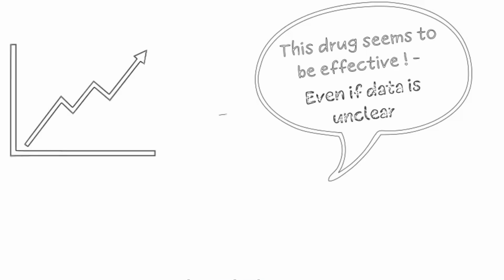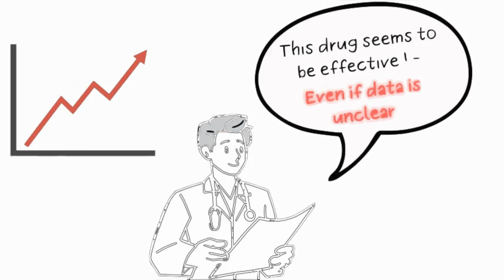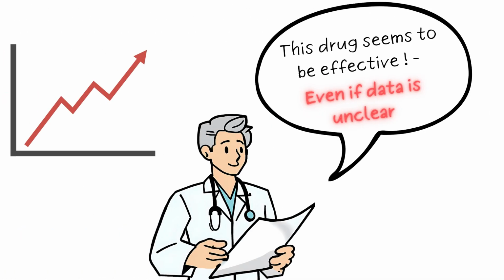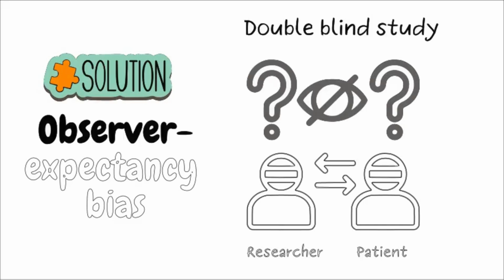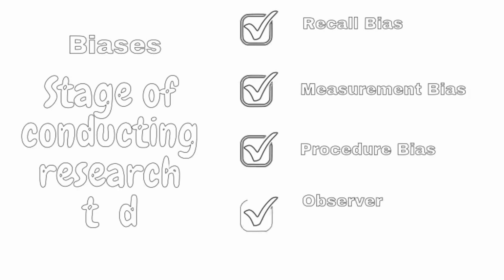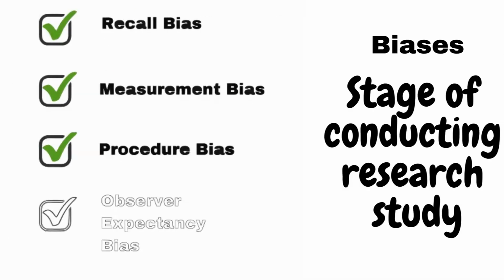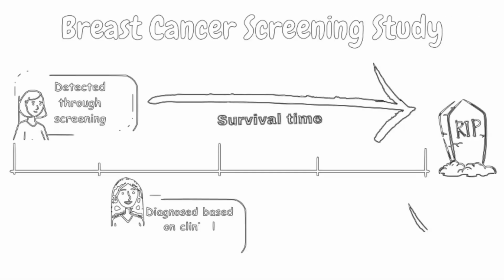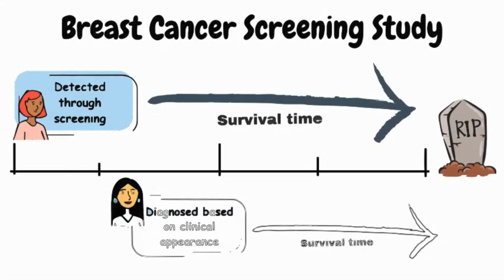Dr. Alex is excited. He believes the new diabetes drug should work, but could his expectations be affecting how he interprets patient improvements? This is observer-expectancy bias. To avoid influencing the results, he switches to a double-blind study, where neither he nor the patients know who is receiving the real drug. Recall bias, measurement bias, procedure bias, and observer-expectancy bias are common biases at the stage of conducting a research study.